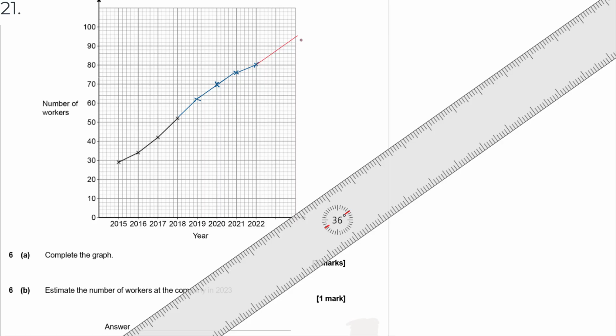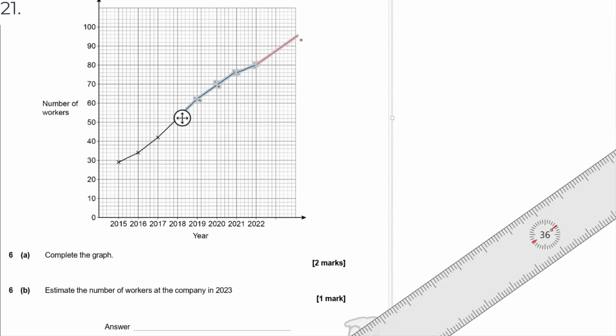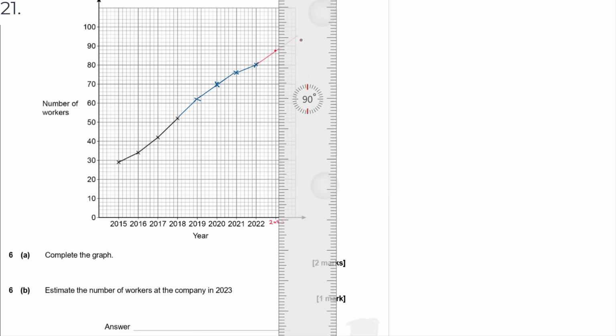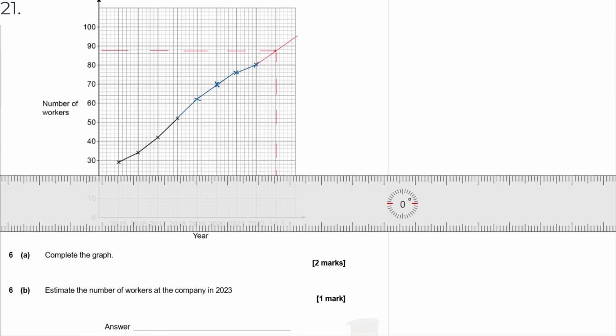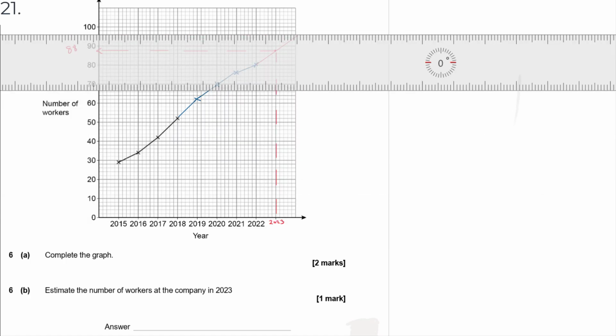Okay, and then I can read off that point where it crosses 2023. So where's 2023 going to be? 2023 is going to be on this one here, isn't it? So it's that point there that we need. So what's that? Right, so that comes out to be 80, what, 4 little squares up from 80. So it's going to be 88, isn't it, on that line there? So we're going to go for 88.